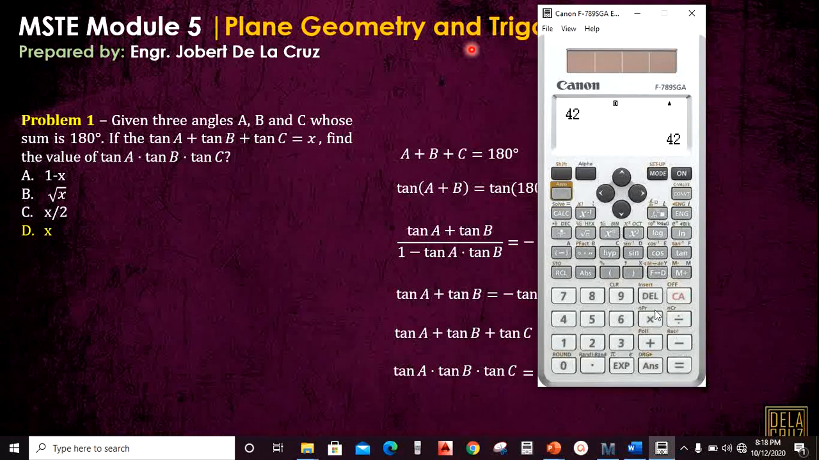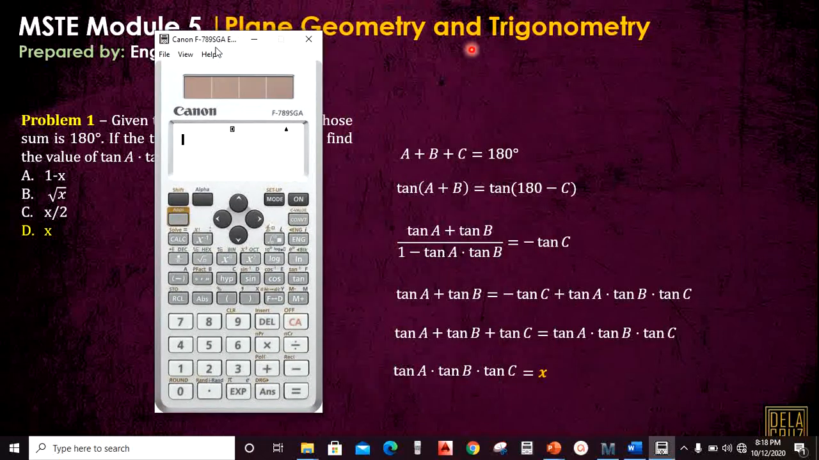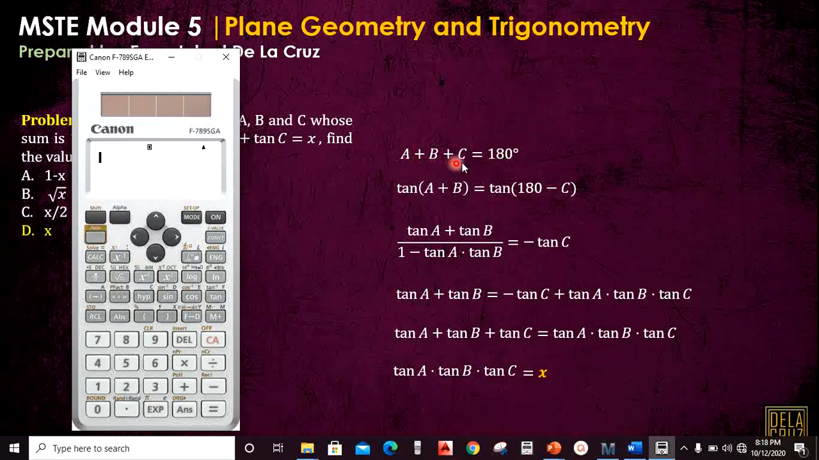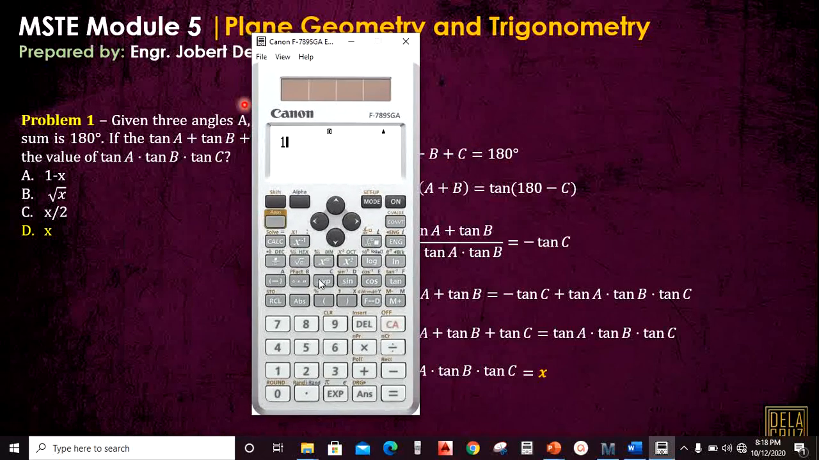Let's say A is 42 and I will store this one to A. Okay? And let's say B is 56. Okay? I will store this one to B. Then our C, dapat the total, di ba? The whole or the total of A, B, and C should be 180. So our C should be 180 minus our A minus our B, which we assumed, no? So this is the value of our C, and let me store this one to C.